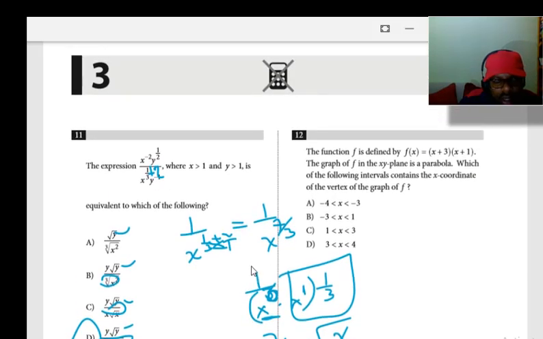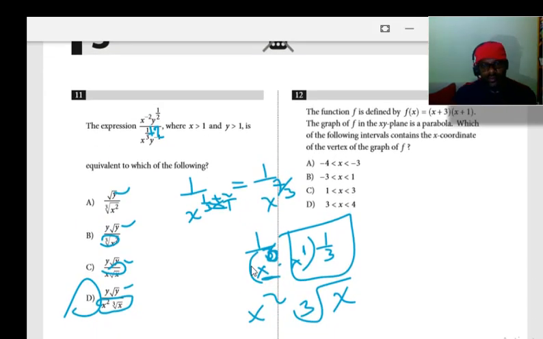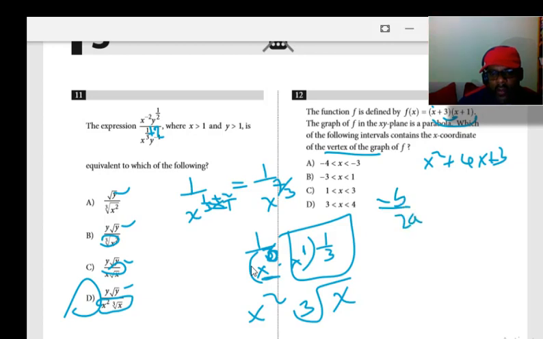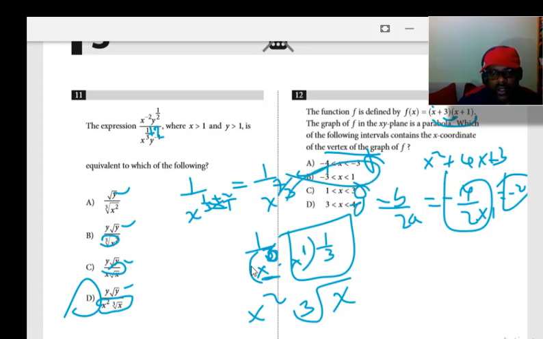Question number 12. The function f is in the form of this one, a parabola. Which of the following is the x coordinate of the vertex of the parabola? Let's find the vertex. Express this first: x squared plus, now you have 3 and 1, I have 4x and the product of the constants, which is 3. If you remember, the vertex is minus b over 2a. So minus b, minus 4, over 2 times 1, which is minus 2. Which one contains minus 2? So the answer is B.